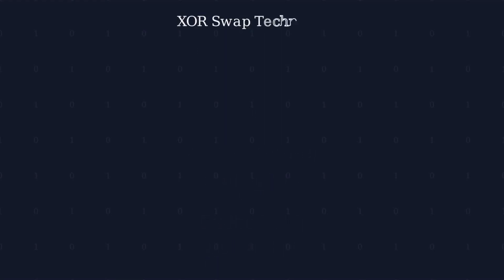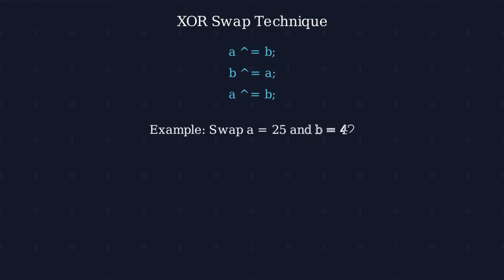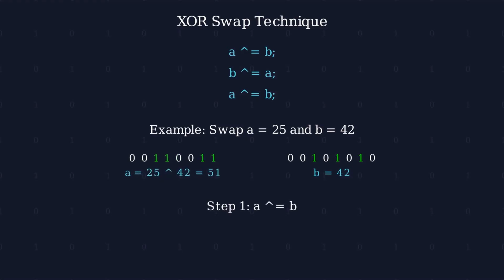Another useful technique is the XOR swap algorithm, which allows us to swap two values without using a temporary variable. Let's see how this works by swapping two values, A equals 25 and B equals 42. Here are their binary representations. In step 1, we set A equal to A XOR B. This gives us A equals 51, while B remains 42.